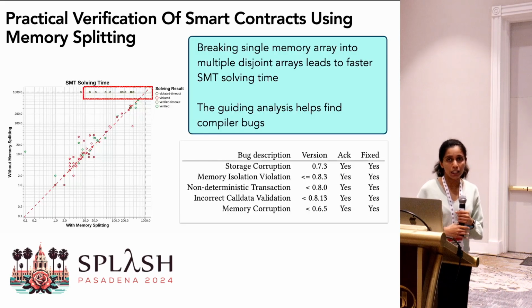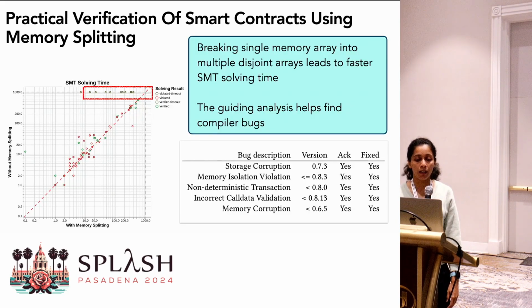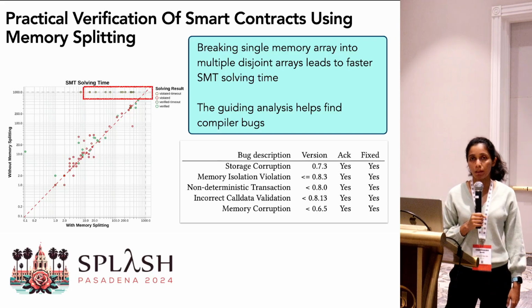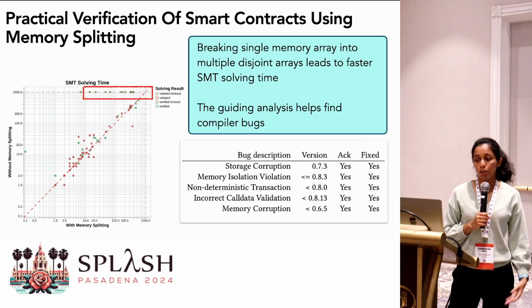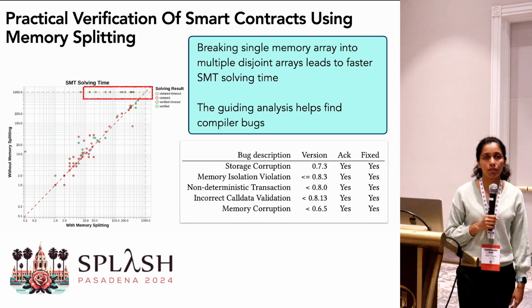So that's my talk. We presented a memory splitting transformation that speeds up SMT solving, applied to smart contract verification, and we also found some interesting bugs in compilers. Thank you.